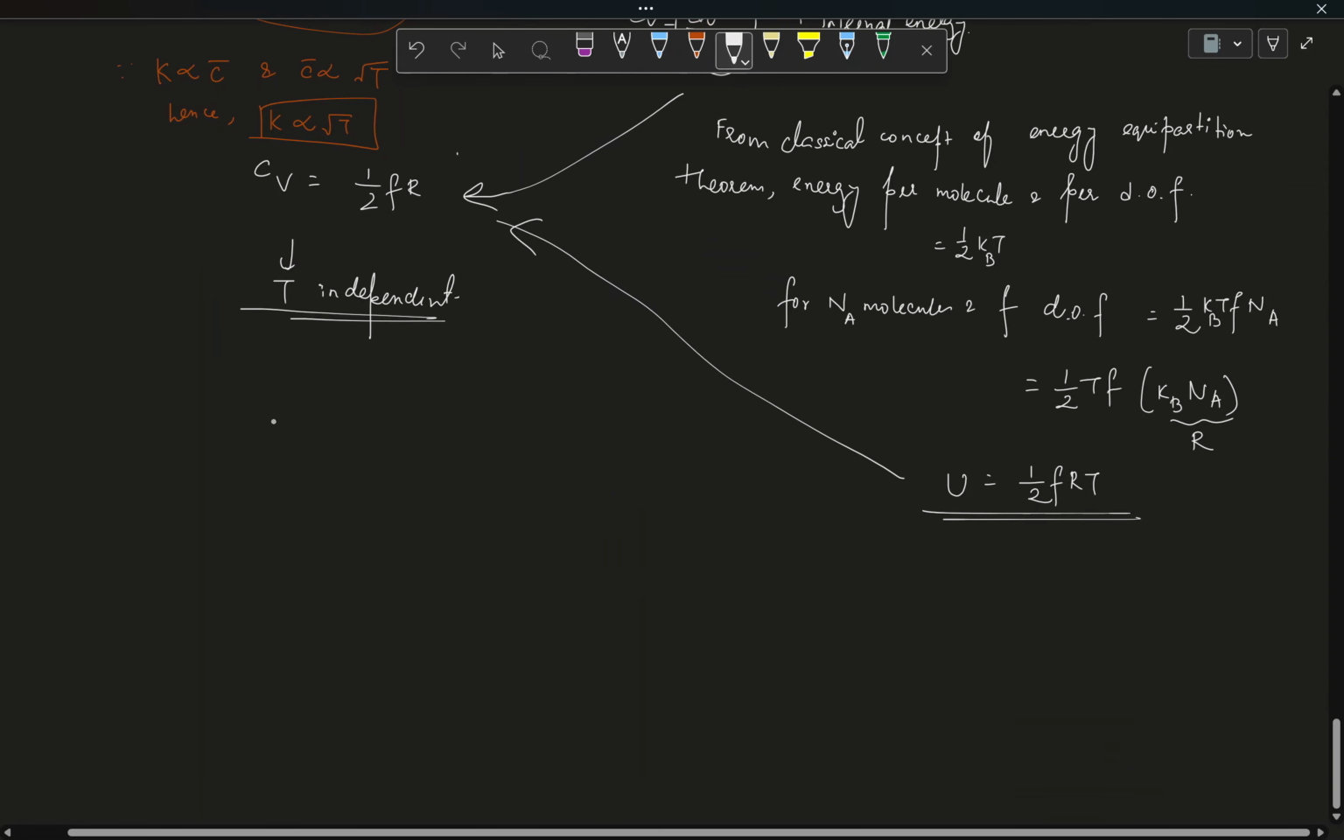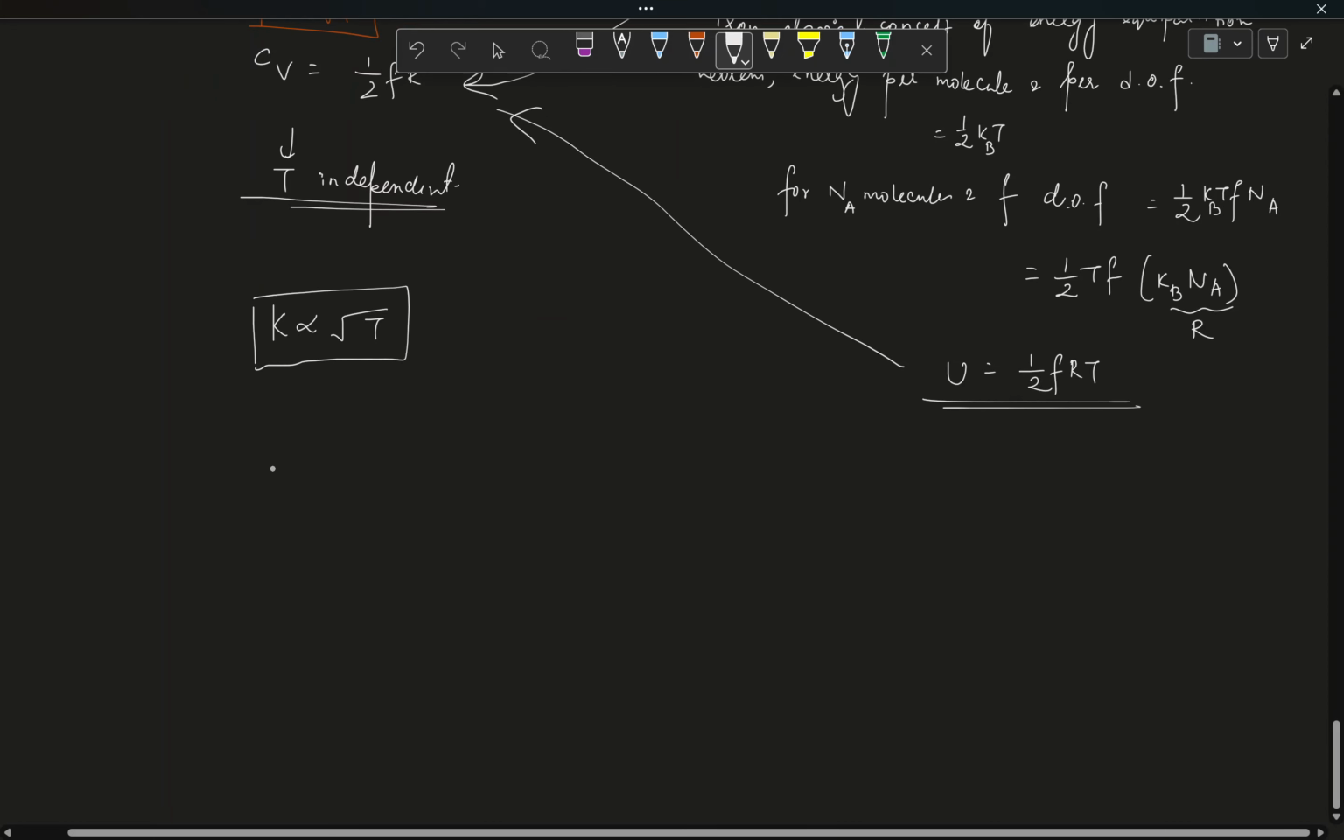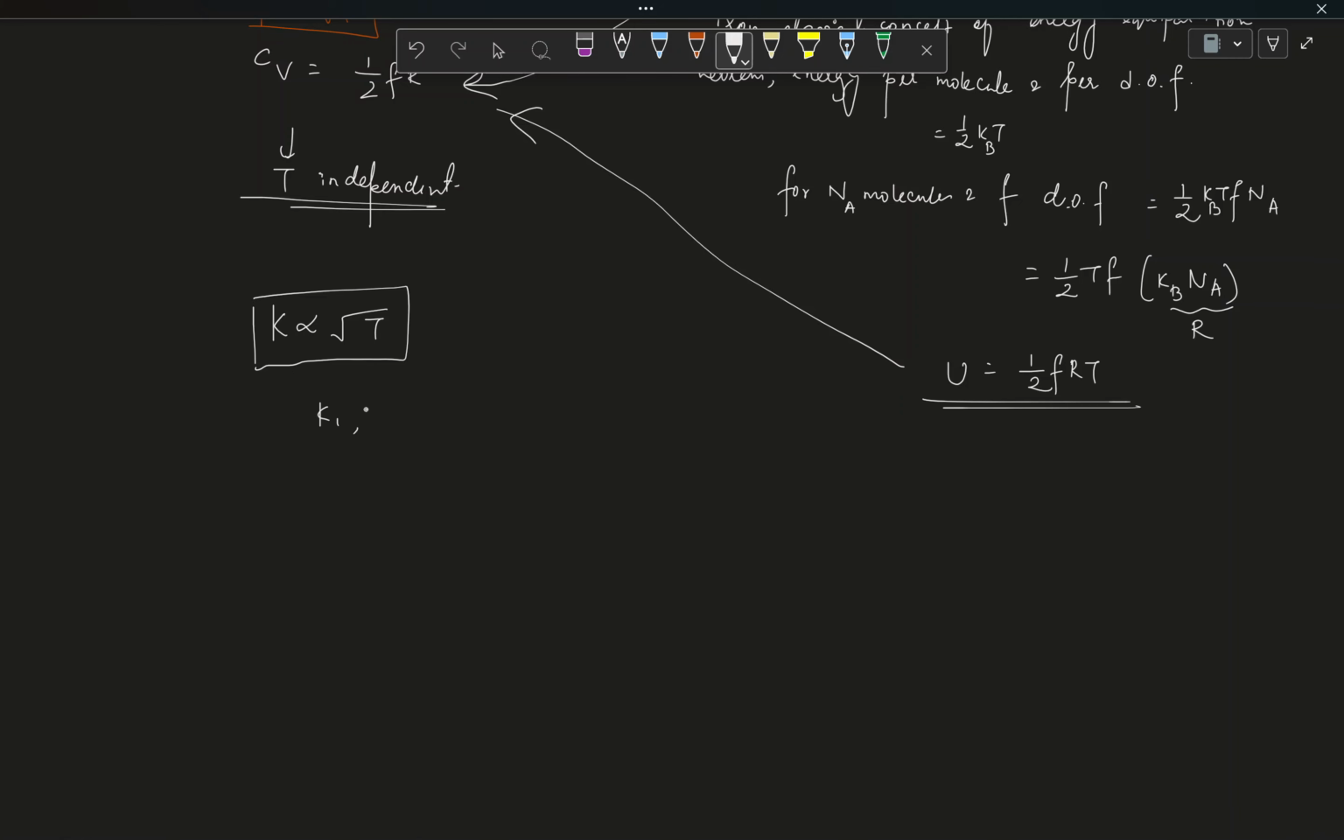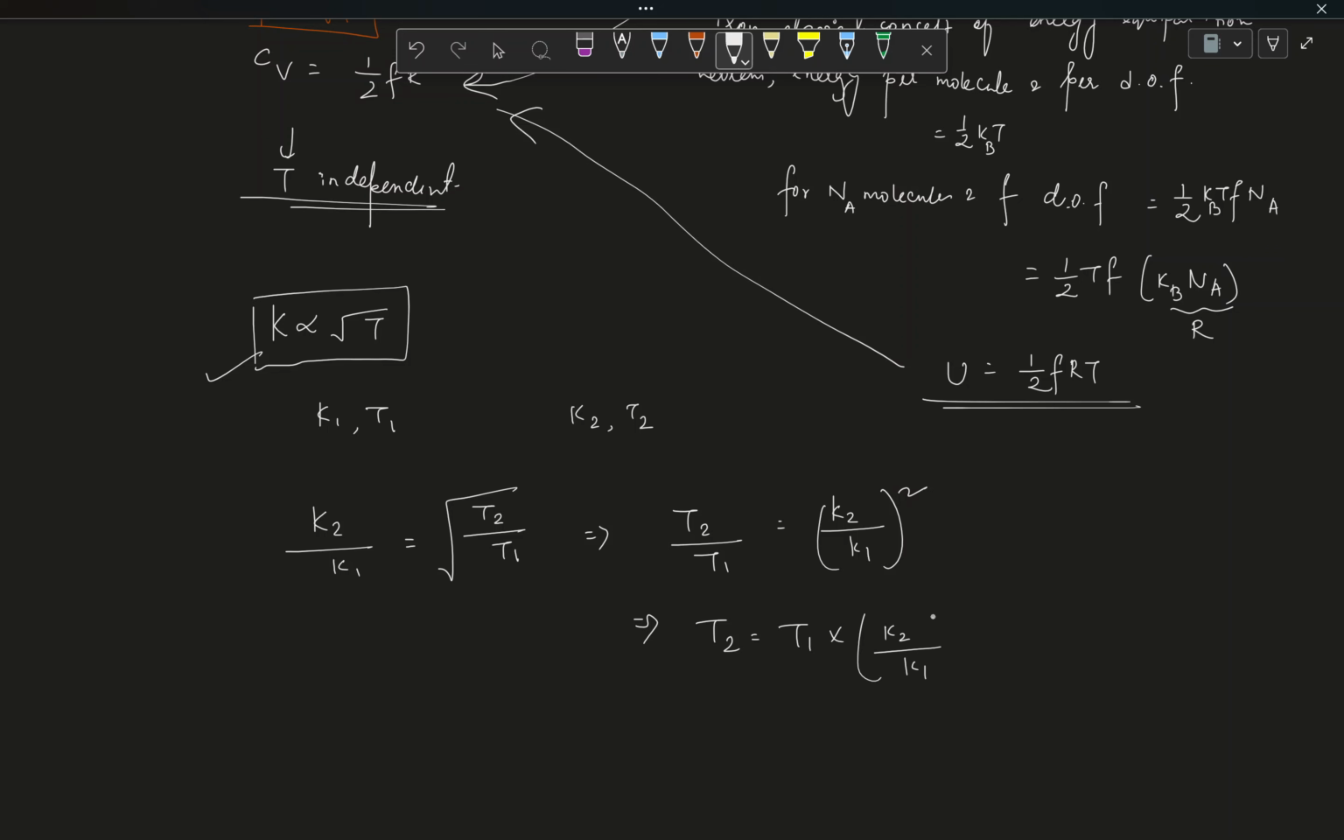Yes. So your K is directly proportional to root over T. As the question was being asked, K1 is the thermal conductivity at T1 and K2 is the thermal conductivity at T2. So by this relation, you have K2 by K1 is equal to root over of T2 by T1, or T2 by T1 is equal to K2 by K1 whole squared, or T2 equals T1 times K2 by K1 whole squared.